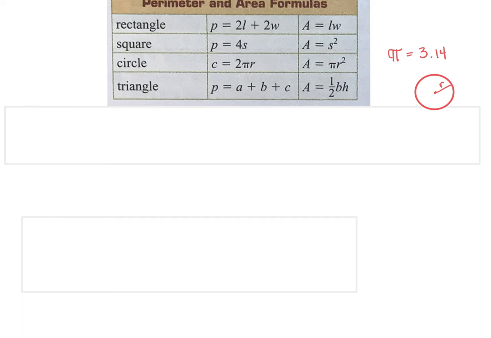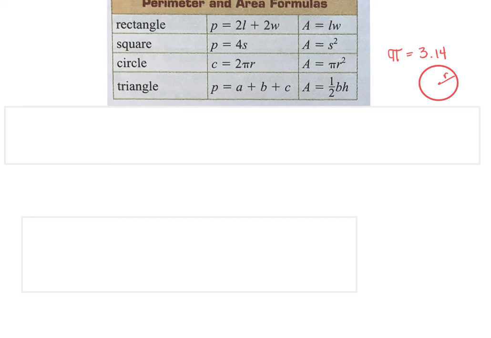All right? And then the triangle is kind of a special one too. It looks similar to your rectangle, your 2 dimensions, but then you cut it in half. So 1/2 times your base times your height. And the reason for that is because you can basically cut a square in half and you get your triangle. All right? So those are your formulas. Let's look at using them.